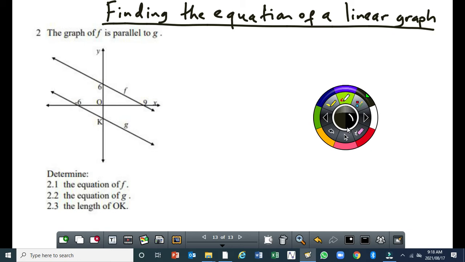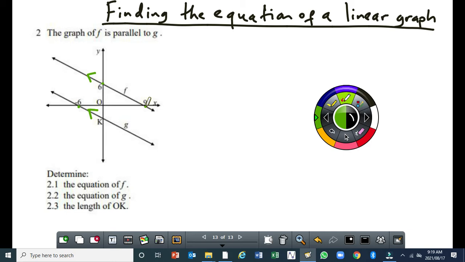So here you are given this graph, right? The graph of f, and f is parallel to g. So the two graphs are parallel. That means their gradients are equal. If two straight lines are parallel, their gradients will be equal. Then you also have some points: an x-intercept and a y-intercept. We have a y-intercept here, y is 6, and the x-intercept is equal to 9.